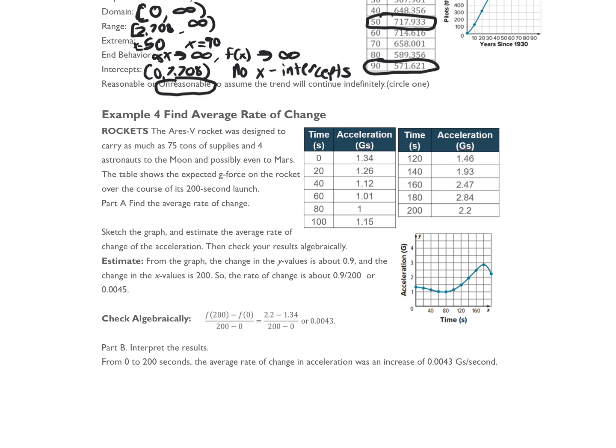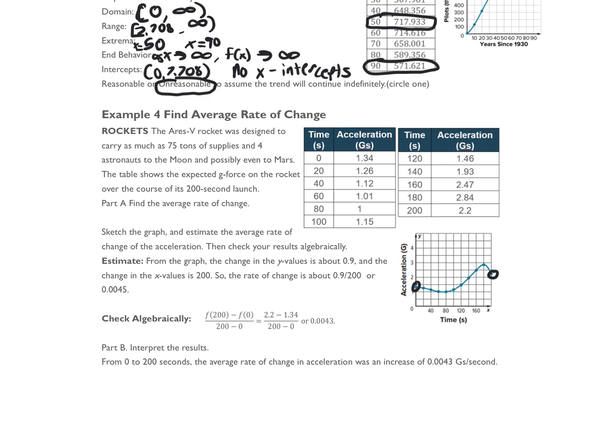When we are looking at average rate of change, we look at the first point and the last point and the difference between them. The first point has a y value that is about 0.9 less than the end point. So the change in y values is about 0.9, and the change in x values is 200. So the rate of change is about 0.9 over 200, or 0.0045. And we can check that algebraically. We can do 2.2 minus 1.34 divided by 200, and we get 0.0043.